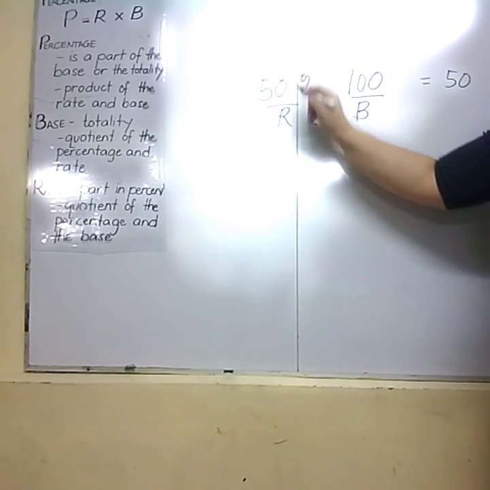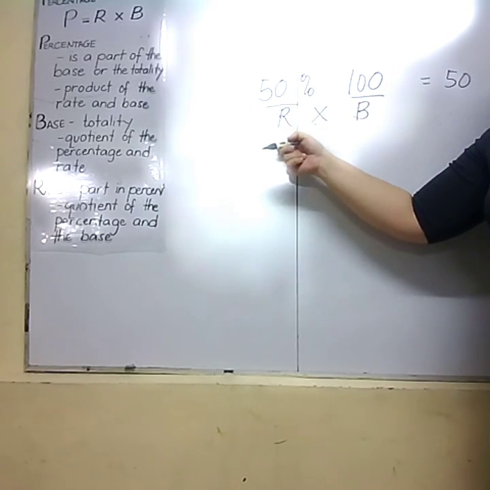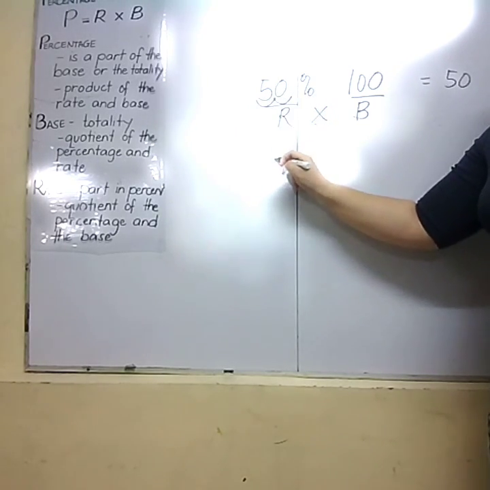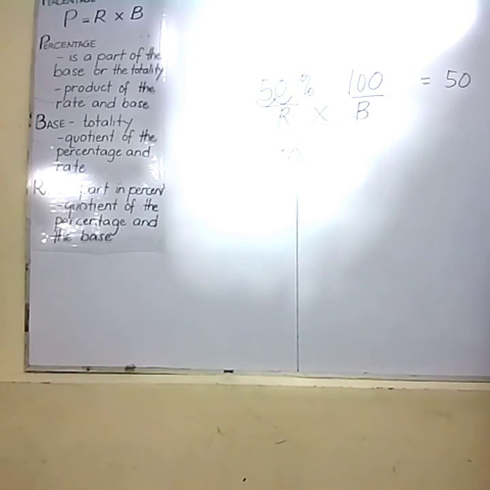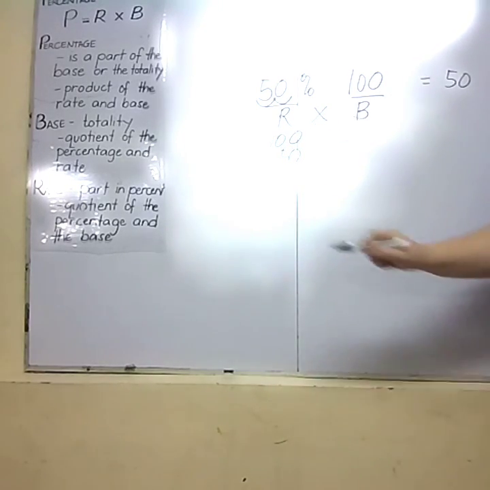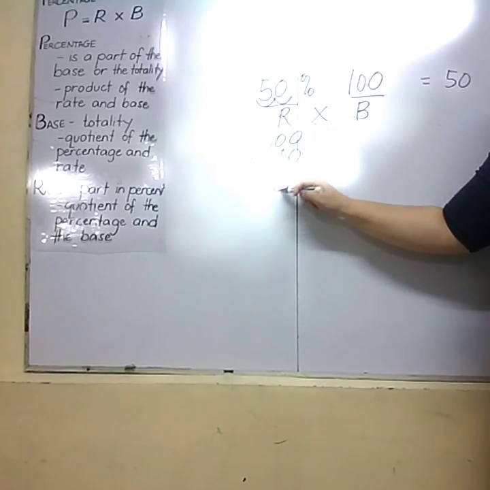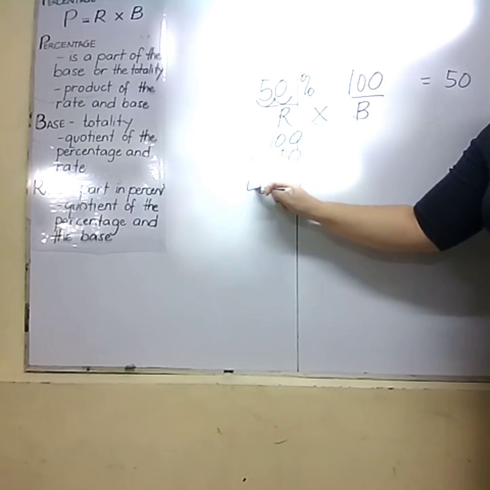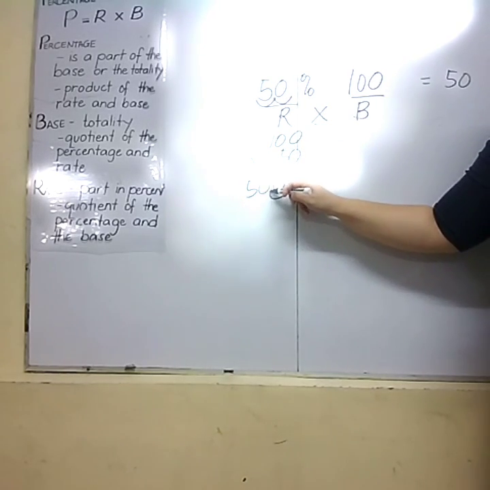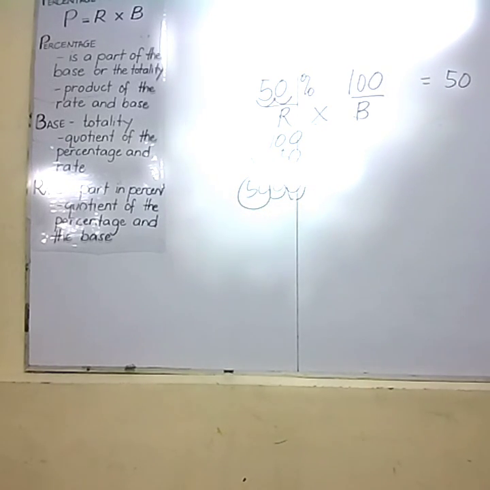Paano ginawa? Convert muna natin tong percent sa decimal. How do you convert the percent to decimal? By moving the decimal point. 1, 2. So, 0.50. And then, we multiply sa 100. So, 5 times 0, 5 times 0, 5 times 1. Ilan yung nasa decimal point? 1, 2. So, 50 yung percent niya. Nakuha niyo ba kung paano natin nakuha yung 50?